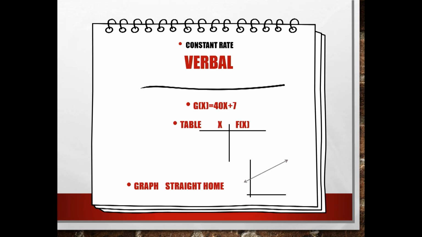So then what about this? When we have the verbal of linear, we're talking about a constant rate, a constant rise over run. When we're looking at the algebraic equation, we have g of x equals 40x plus 7, where we have that formula of y equals mx plus b, where b is my y-intercept, my m is my slope. We have a table. We know we have our x values, and we know we have our y values. And then we know that it is graphed with a straight line. So that's how we're looking at those linear functions and linear equations.